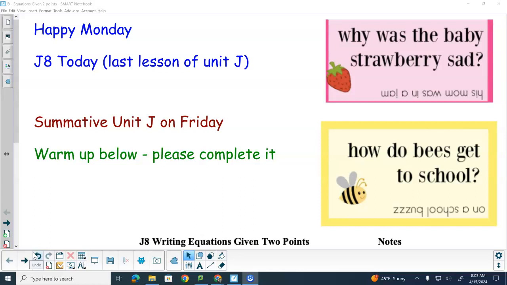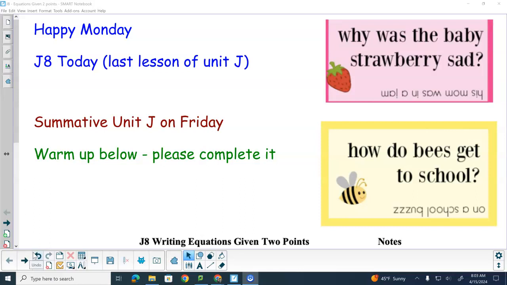Week in pre-algebra. We've got J8 today, which is our last lesson in J. Tomorrow is going to be a formative. We're going to take another formative tomorrow. We'll get that back to you on Wednesday.